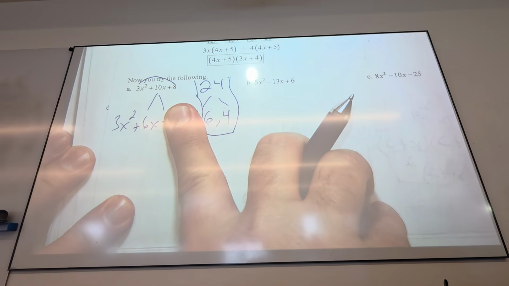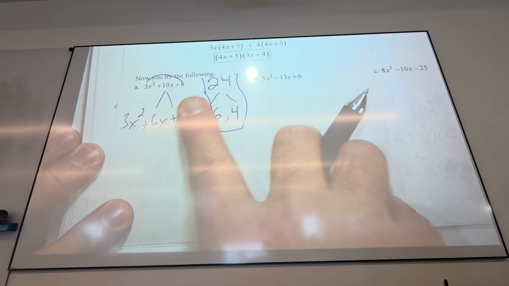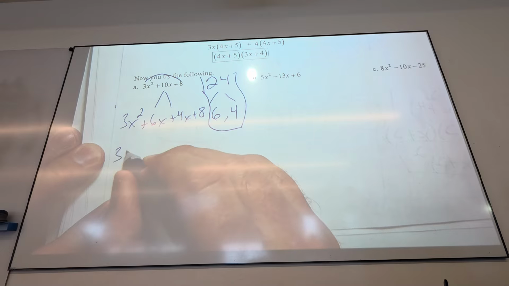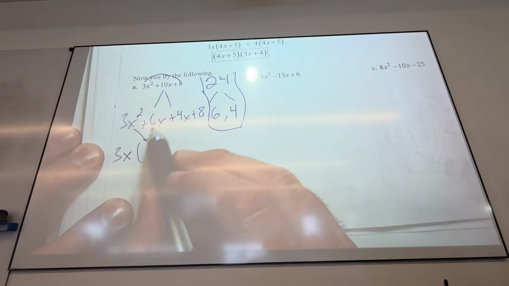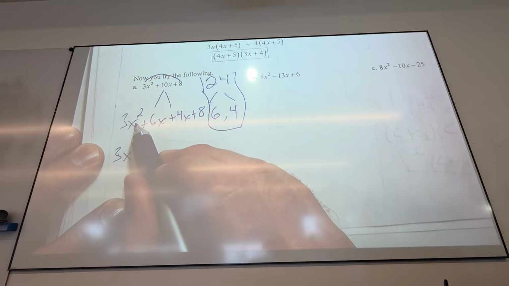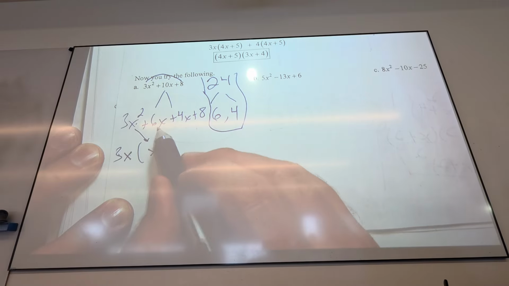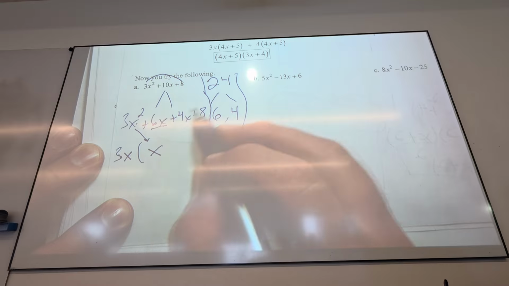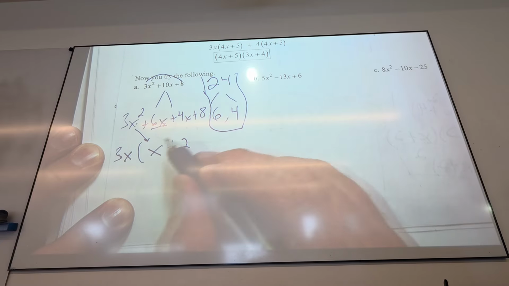What comes out? What number comes out? What number do they have in common? 3. 3. And how many x's can I take out? 1. And then what's left? 3 divided by 3 is 1. I had 2 x's, I took 1, I have 1 left. And then here, 6 divided by 3 is 2. I had 1 x and I took it. Poor little dude.